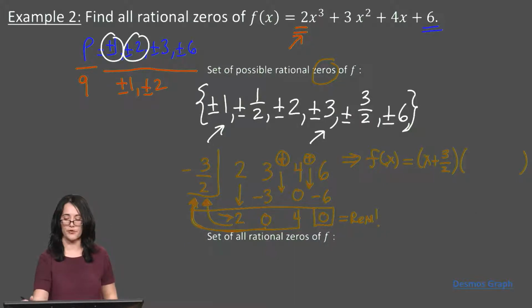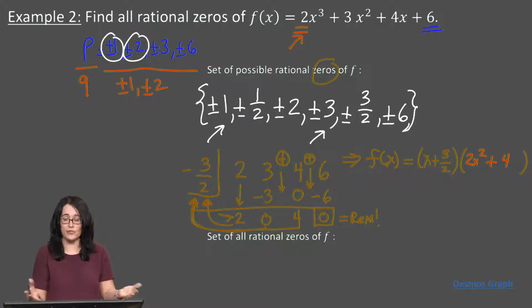So we would have 2x squared. We would have plus 0x, but that looks tacky, so I'm not going to write that if you don't mind. And then our constant would be 4, so plus 4. So in factored form, we could say that we have something like f of x equals parentheses x plus 3/2 times parentheses 2x squared plus 4.